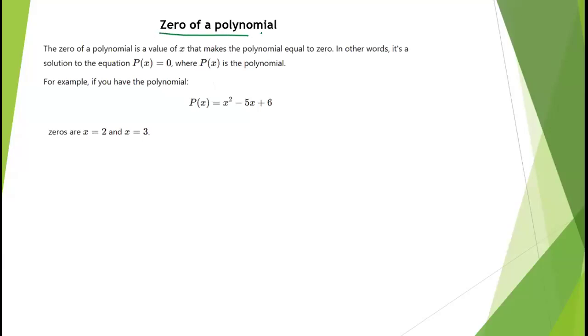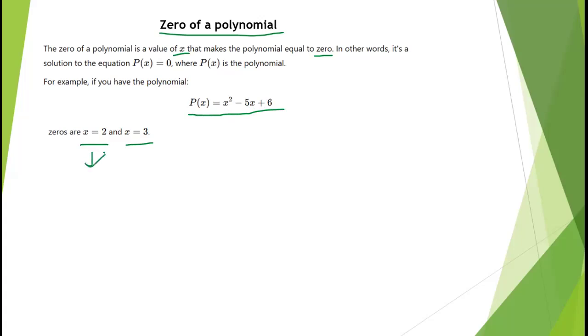So what do you mean by the zero of a polynomial? The zero of a polynomial is a value of x that makes the polynomial equal to 0. Let's learn about this definition first using an example. If we take the polynomial p(x) equal to x square minus 5x plus 6, here the zeros are x equal to 2 and x equal to 3. Now how? We have polynomial p(x) equal to x square minus 5x plus 6.